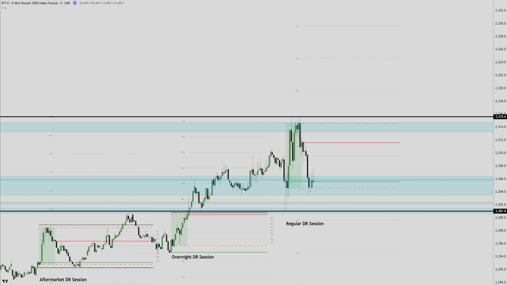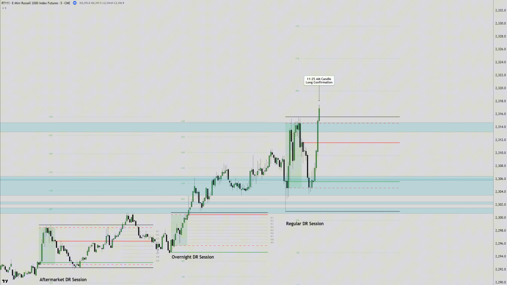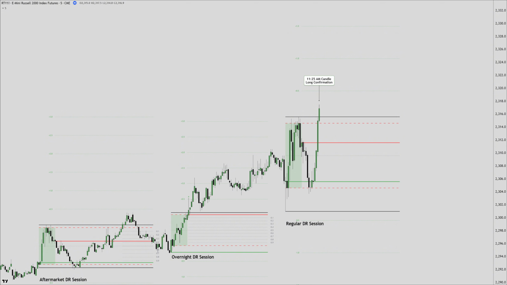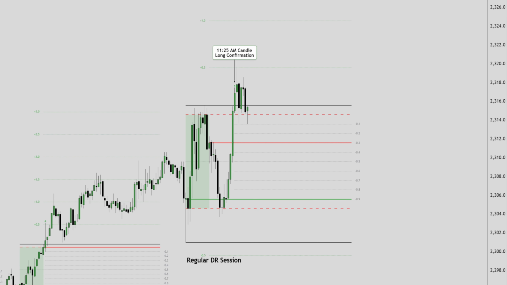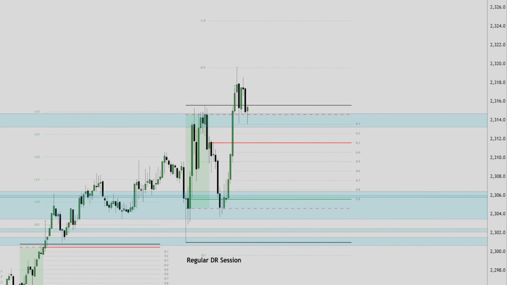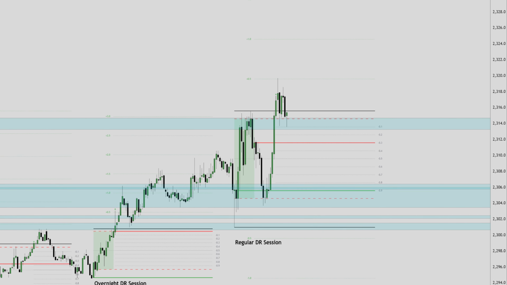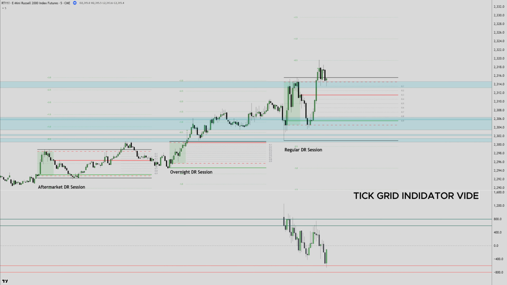Let's continue. Price trades higher and follows the overall bullish structure before confirming longs with the 11:25 a.m. candle. Several rejections from the IDR high in line with the previous DR session level from earlier this year. If that's not enough, you have the tick grid indicator as well supporting a trade here. I have a video fully covering this indicator that you can check out if you haven't already.